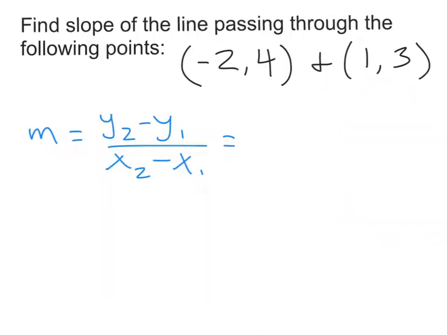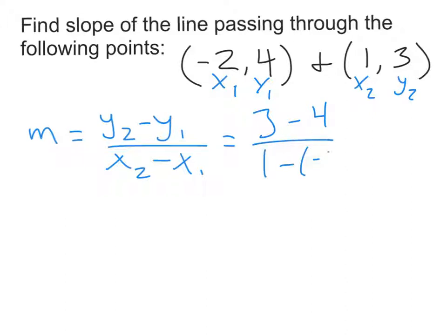Here's an example of using that formula. They want us to find the slope of the line that passes through these 2 points. We know our formula. The first thing I would do, just to make sure you don't confuse things, is label these points. I'm going to call this x1, y1, and this x2, y2, because there are a lot of pieces in the formula and it's easy to mix up where one goes. On top, y2 minus y1 will be 3 minus 4. On bottom, x2 minus x1 will be 1 minus negative 2. Be careful about minusing the negative there.